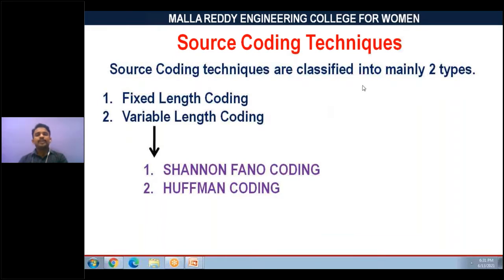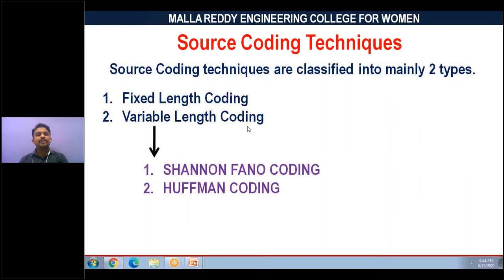Source coding techniques are mainly classified into two types. One is fixed length coding, another one is variable length coding. In fixed length coding, the output code word size is constant. What is the meaning of code word? A code word is a unique identification of an input symbol in terms of binary.